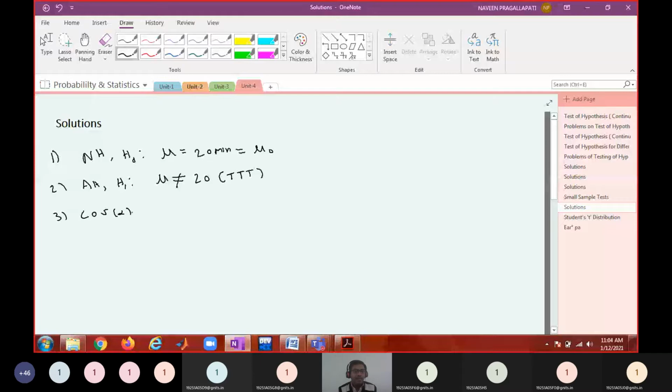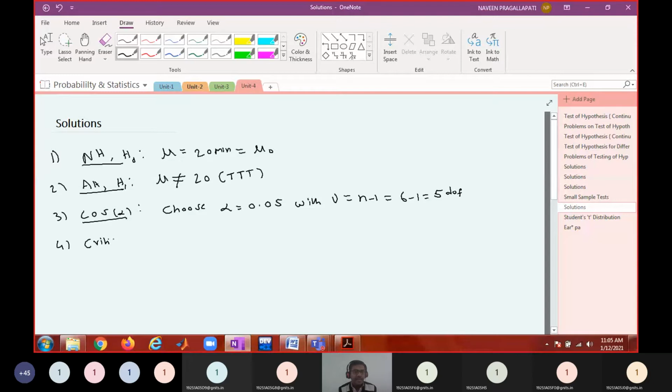So let us take the level of significance as alpha equal to 0.05, with n minus 1 equal to 6 minus 1 equal to 5 degrees of freedom. Then what are the critical values?